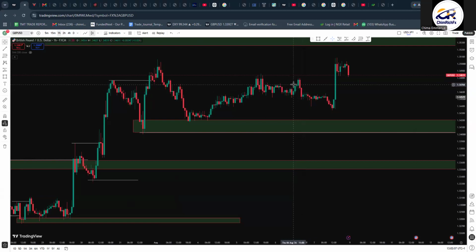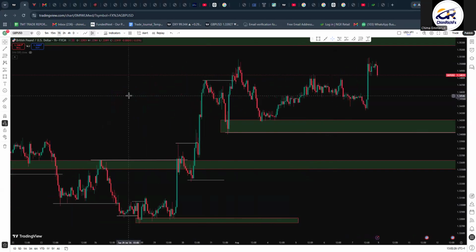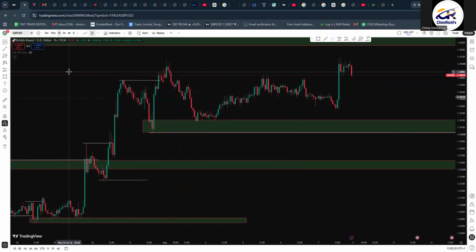Then I took a sell. Price ran into profit and after some time I saw this strong bullish move. So this is how I analyze the markets, just basically price action and market structure. It's just as simple as that.